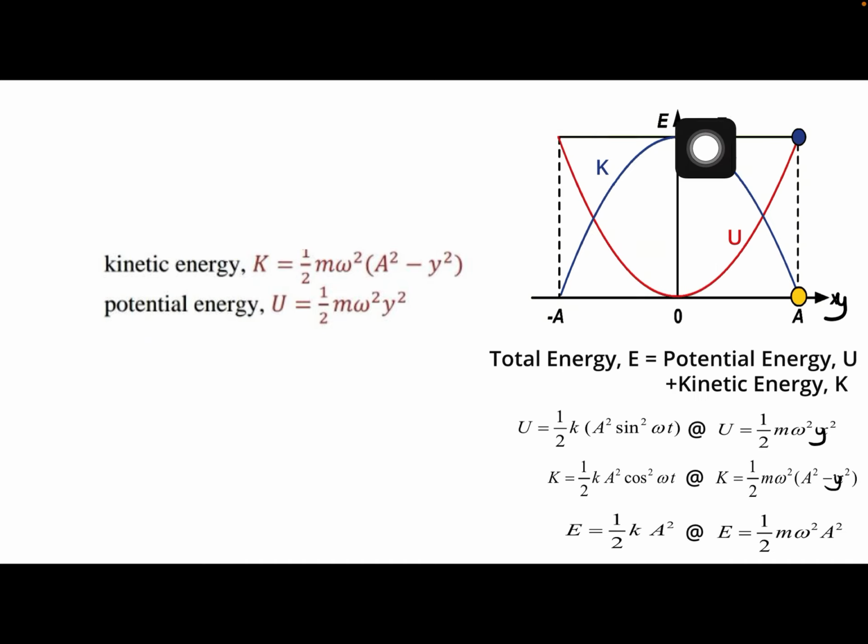So the total energy will be here. Total energy is given by the summation of the potential energy plus the kinetic energy. So we add up these two equations, U and K. You will get the equation of energy, half m omega squared A squared. Or we can write in terms of time t for U and K. Then the total energy will be half k A squared, where k is the spring constant and A is the amplitude.